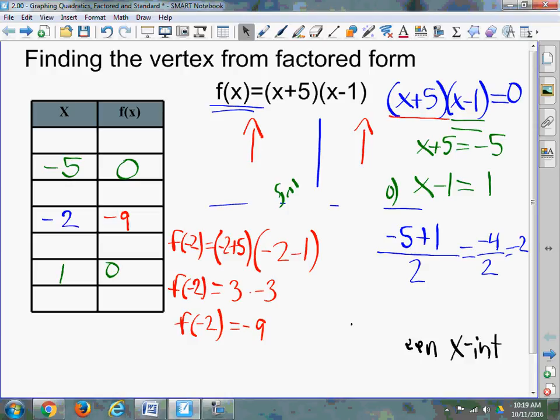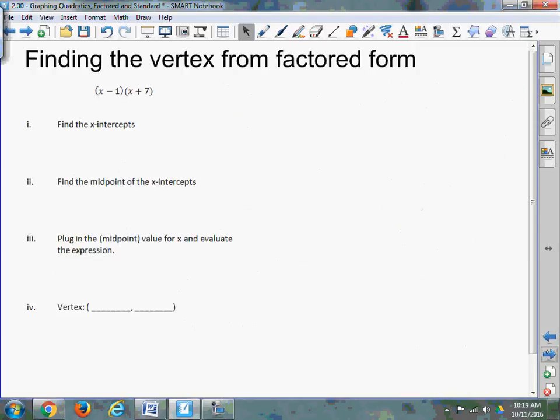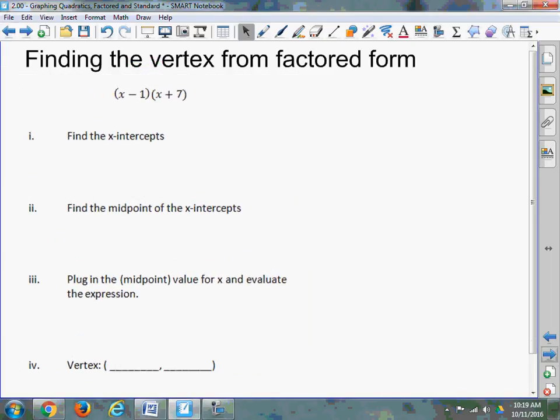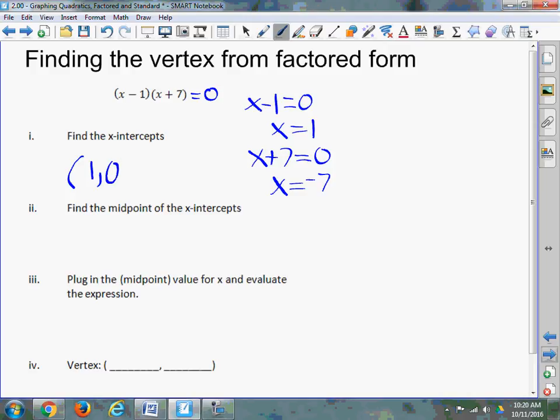All right, and this is usually done in the context of graphing. But if it's not done, if we're just isolating the skill, we can break down each of those parts. So if we look at this new problem where we're finding the vertex from factored form, and it's factored form because we have two pieces multiplying together, the first thing we have to do is find the x-intercepts, which is when this is equal to 0. And so that means that either x minus 1 is 0, thus x is 1, or x plus 7 is 0, and so x is negative 7. All right, so the x-intercepts are 1, 0, and negative 7, 0.